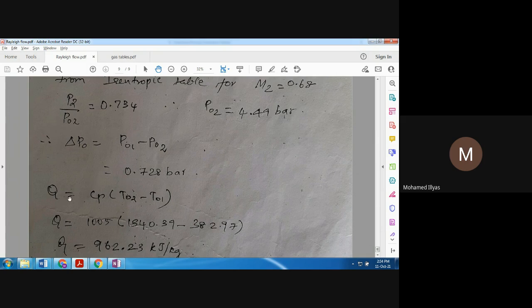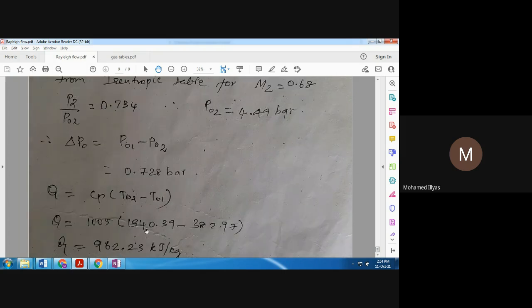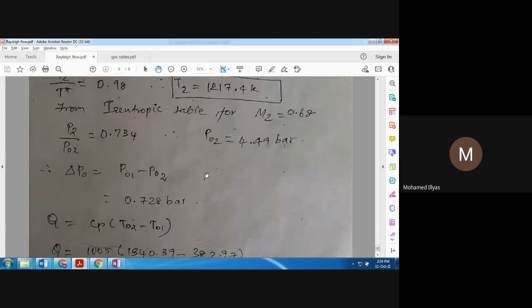For the heat supplied, we can write the relation Q equal to Cp into T naught 2 minus T naught 1. T naught 2 we calculated, T naught 1 also we have. So T naught 2 is 1340.39 and T naught 1 is 382.97. We have got Q as 962.23 kilojoules per kg.